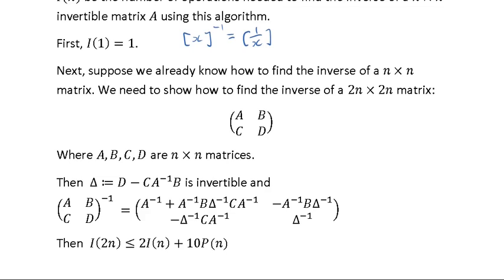Next, let's suppose we already know how to find the inverse of a matrix whose dimension is n. And we are given a matrix whose dimension is 2n. So how do we find the inverse of that? We first break it up into 4 submatrices, where each submatrix is of dimension n. And suppose this is invertible, so the determinant of this matrix is not 0.